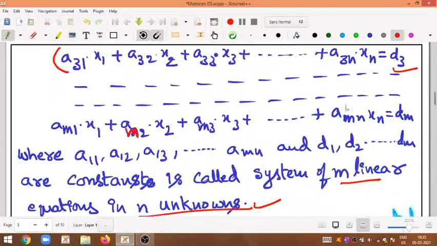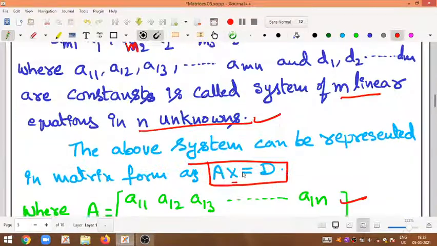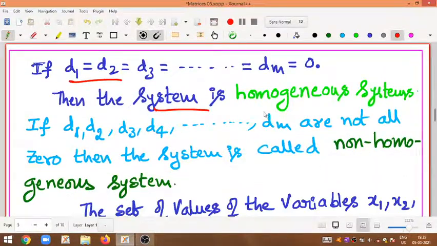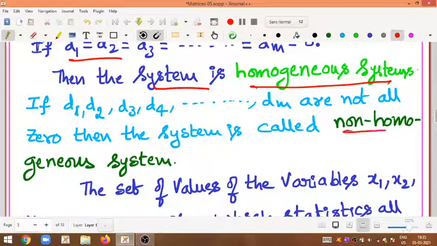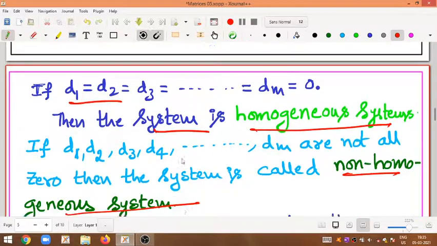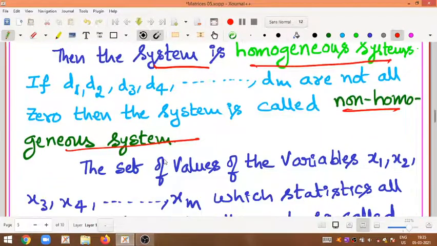In this system, each equation is equal to 0, meaning d1 is equal to d2 is equal to so on, dm is equal to 0, so the system is called a homogeneous system. If d1, d2, d3, and so on up to dm are not all 0, at least one element is not 0, then the system is said to be a non-homogeneous system.